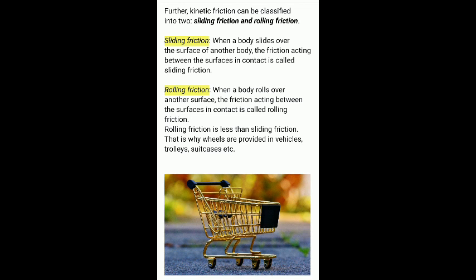Now, rolling friction is always less than sliding friction. There is not as much grip in rolling friction as in sliding friction. There will be less friction in rolling friction compared to sliding friction. That is why wheels are provided in vehicles, trolleys and suitcases. Such rolling wheels are used in vehicles, trolleys and suitcases because of that lower friction.